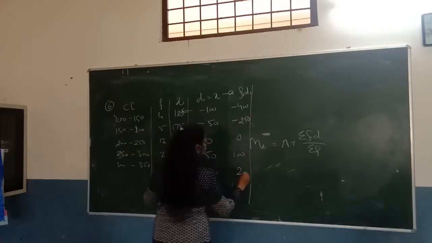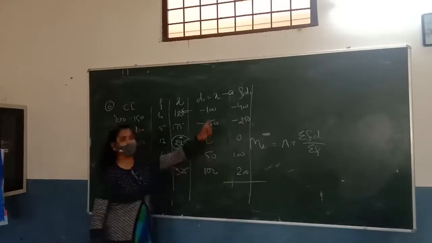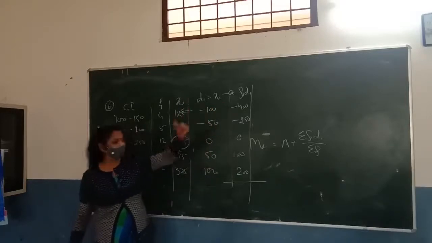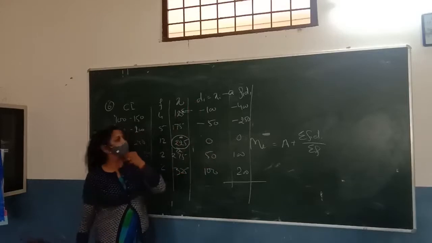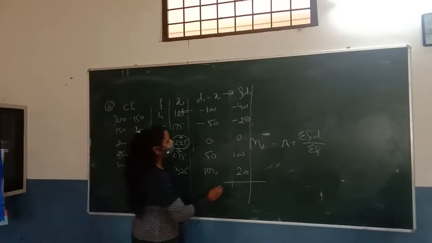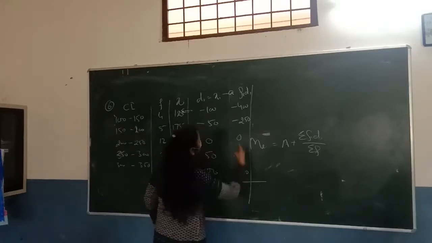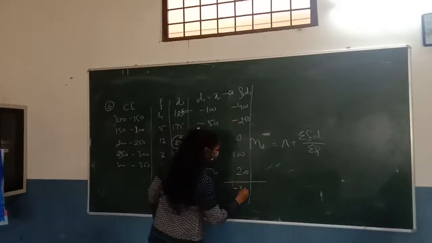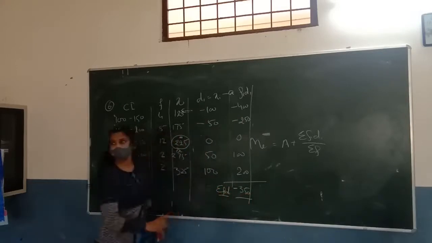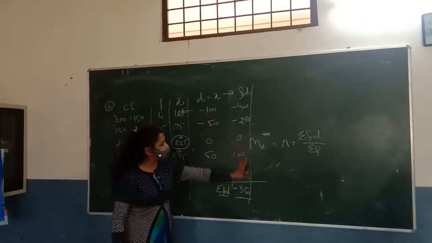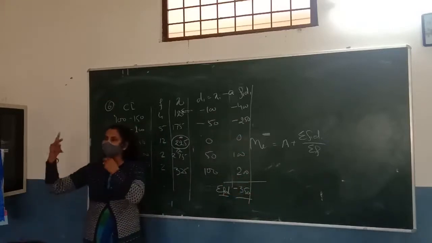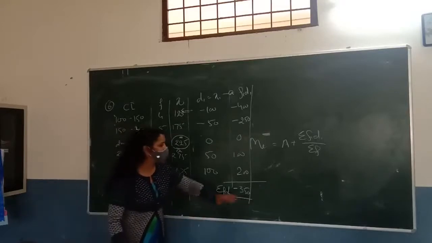And then add algebraically all the values. We will add the negative values, it will be minus 650, and this will be plus 300. So what is the calculation? Minus 350. So this is called the sigma fi di. Rajat, is it clear? Yes, ma'am. You will add all these values algebraically. नेगेटिव को एक साथ ऐड किया, पॉजिटिव एक साथ ऐड किया, फिर सब्ट्रैक्ट कर दिया. So this is the sigma fi di.